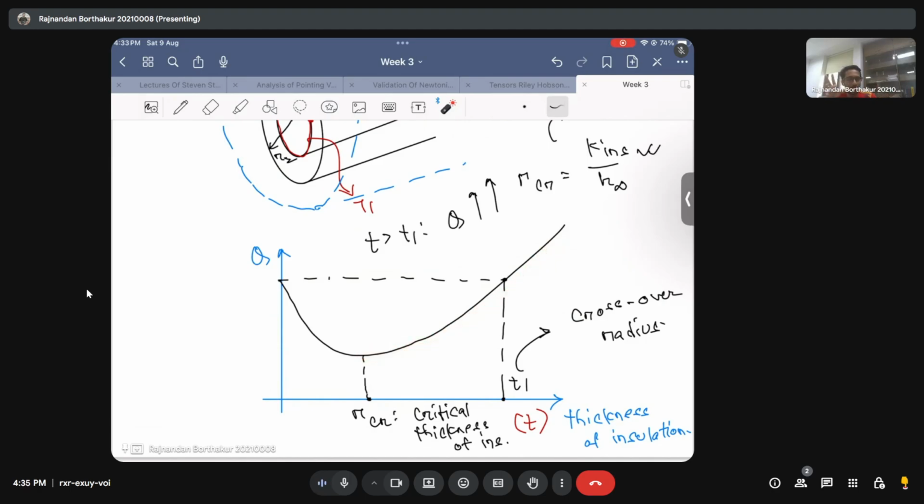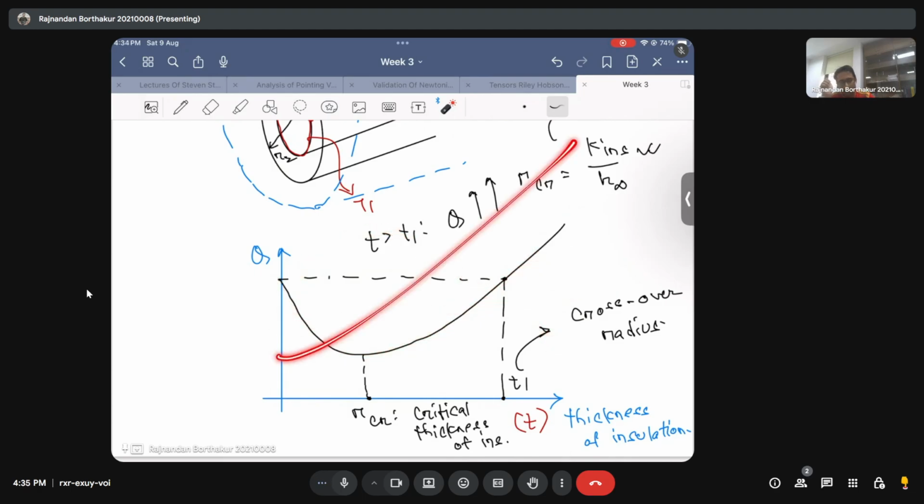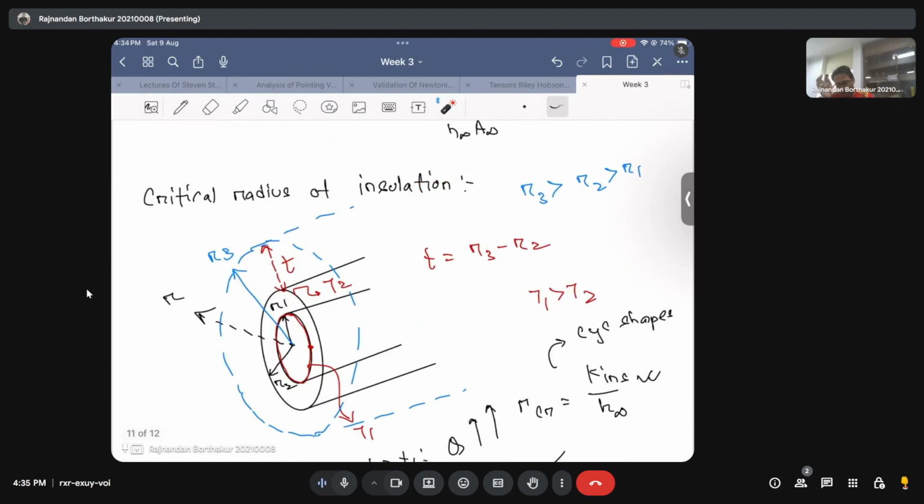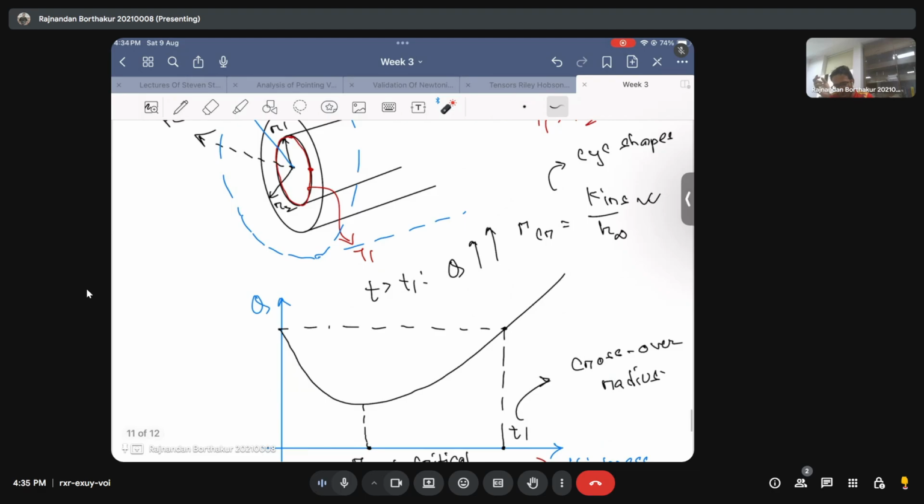Now the reason behind this, you can ask, and you should ask, why is this curve like this, why is it not just monotonous? The reason is that when you keep on increasing the thickness of insulation, your conduction resistance increases but your convection resistance decreases. So if you plot the resistance RTH, which is the cumulative effect of the conduction and the convection resistance, the plot is something like this.